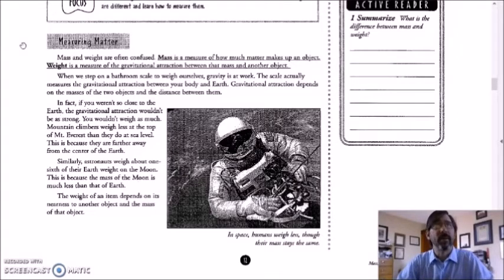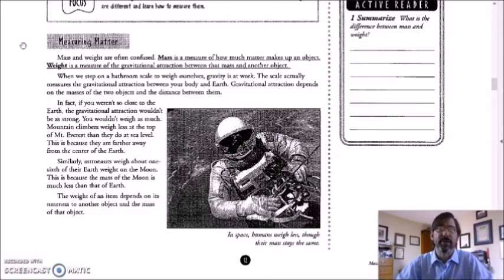Mass and weight are often confused. Mass is the measure of how much matter makes up an object. Weight is a measure of the gravitational attraction between the mass and another object. When we step on a bathroom scale, we weigh ourselves. Gravity is at work. The scale actually measures the gravitational attraction between your body and the Earth.